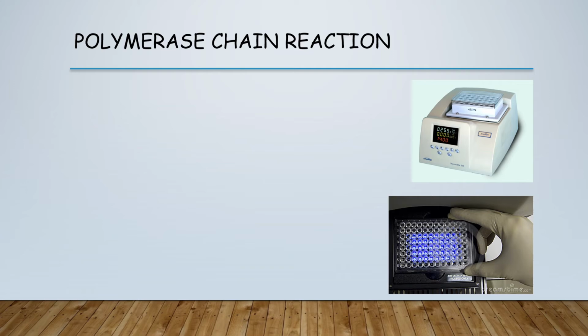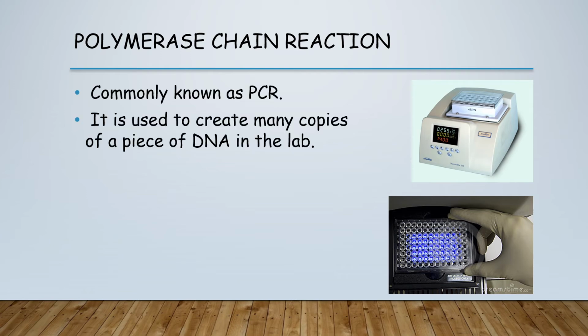So polymerase chain reaction, you should hopefully understand the word polymerase. That's the enzyme we saw in our last video lesson that was involved in the replication of DNA. And a chain reaction is something that builds upon itself, so something that will increase in volume or increase in terms of reactivity as time goes on. It's also commonly known as PCR, and it's used to create many copies of a piece of DNA in the lab. So we're talking about it in vitro, so something that happens in a lab.